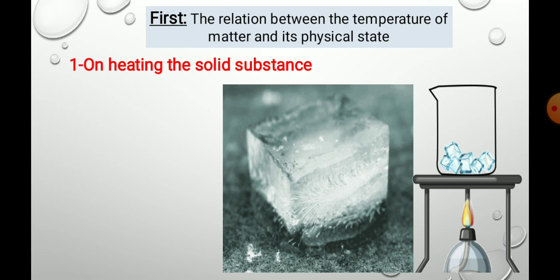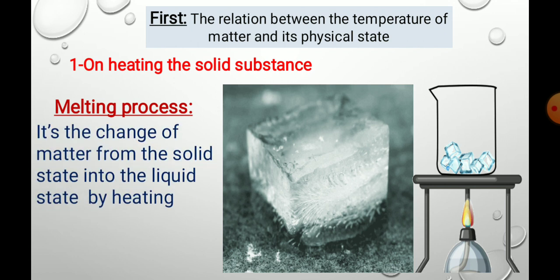Its molecules gain thermal energy. So the speed of the molecules increases, and at the melting point the intermolecular forces weaken, and the molecules become more free, leading to the change of matter from the solid state into the liquid state. So this process is known as the melting process. What is the definition of the melting process? Melting process means a change of matter from the solid state to the liquid state by heating. Again, it is a change of matter from the solid state into the liquid state by heating.